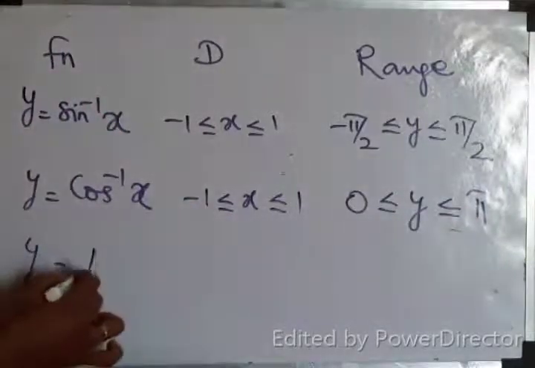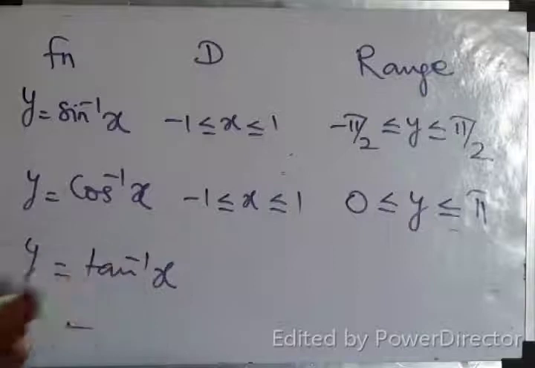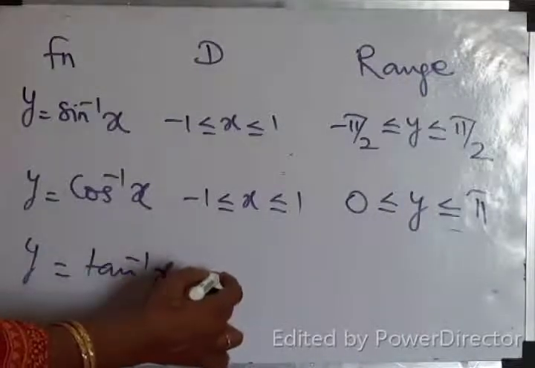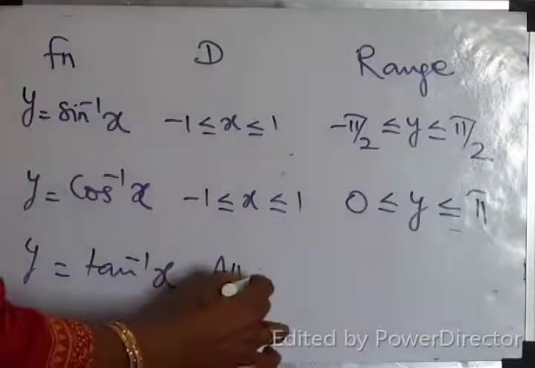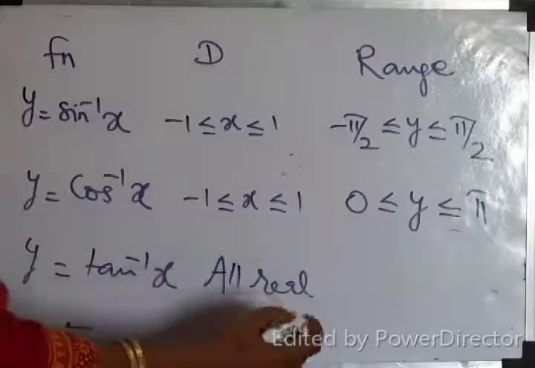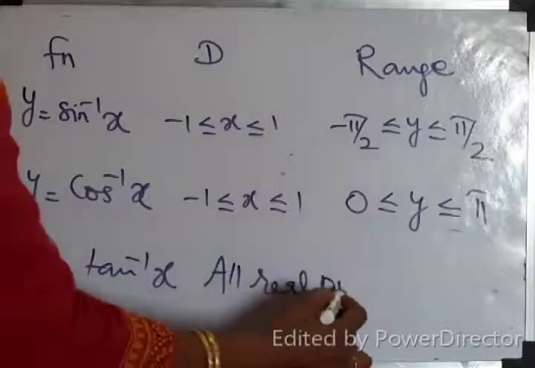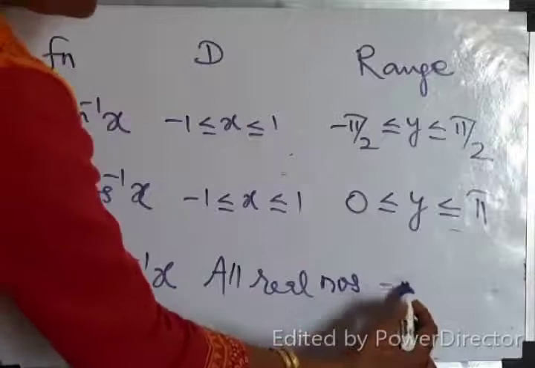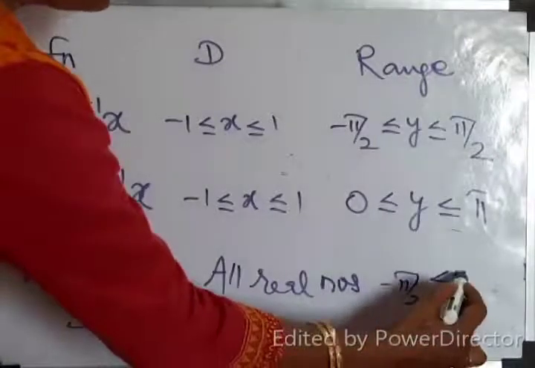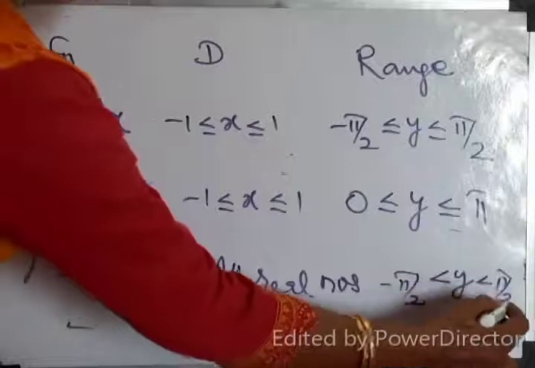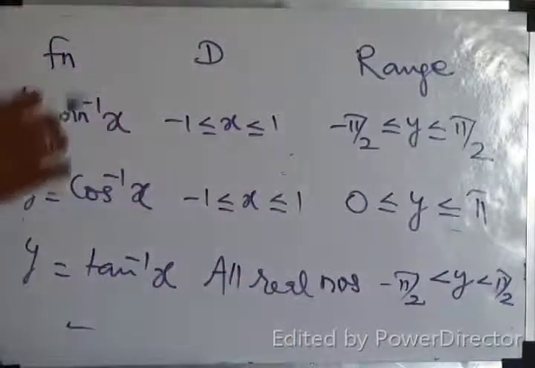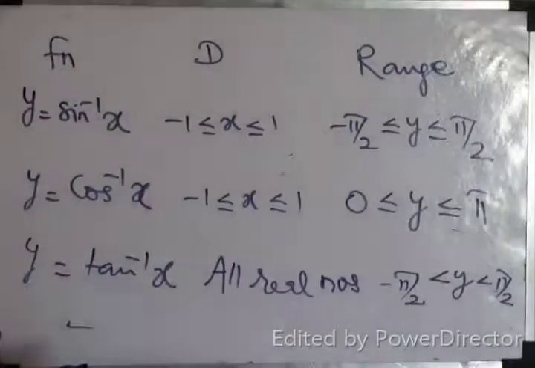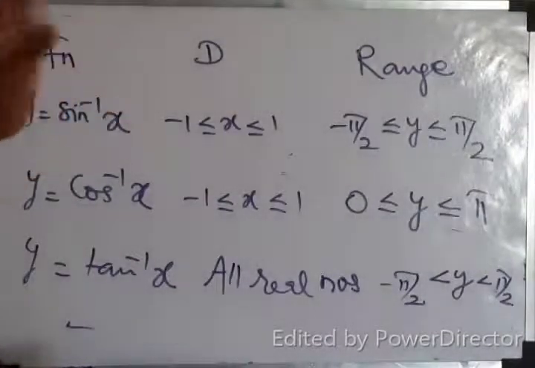Then for y equal to tan inverse x, the domain is all real numbers. Shall I write all real numbers? Instead of writing minus infinity to infinity, I can write all real numbers. Here for tan inverse x, minus pi by 2 less than y strictly less than pi by 2. That's all, class. This is the major thing you have to remember. Otherwise, it won't be a function.